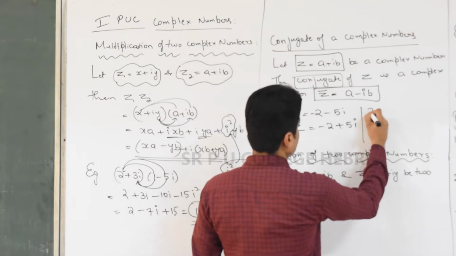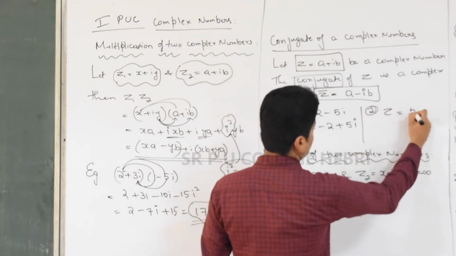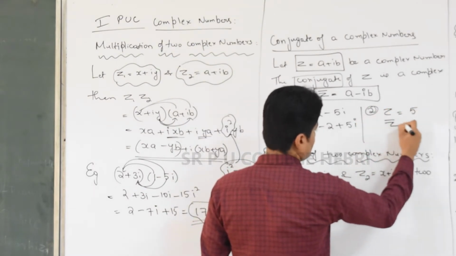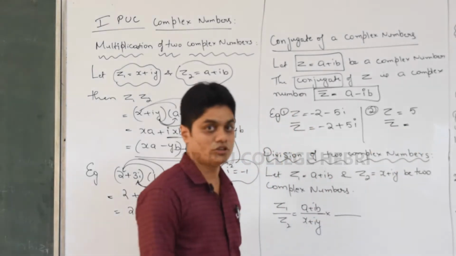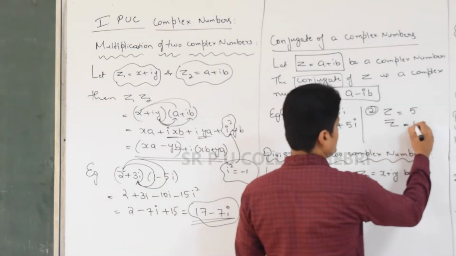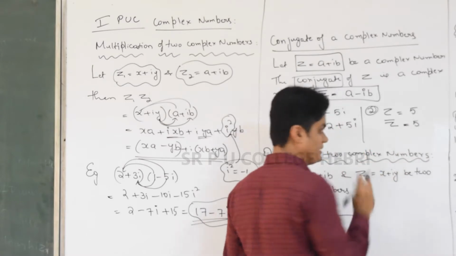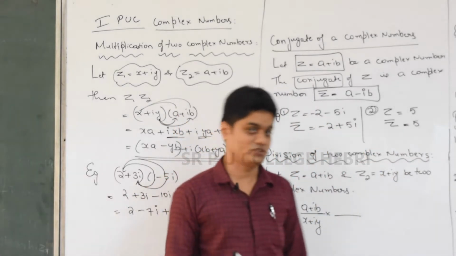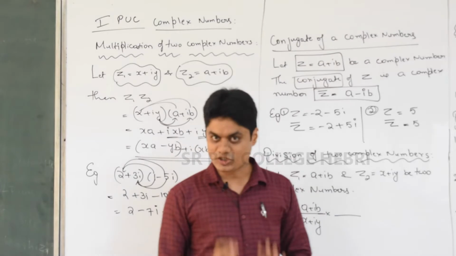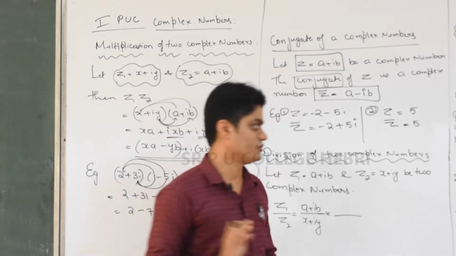So for example, one more example, z is equal to 5. What is z bar? Change the sign of 5. No, here there is no imaginary part, so there is no change in the complex number. So please remember, if the given complex number does not contain an imaginary part, then its conjugate is itself.